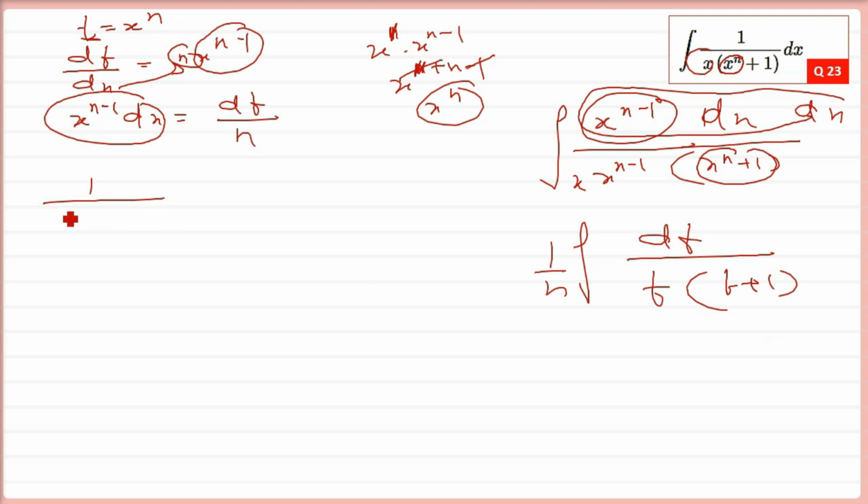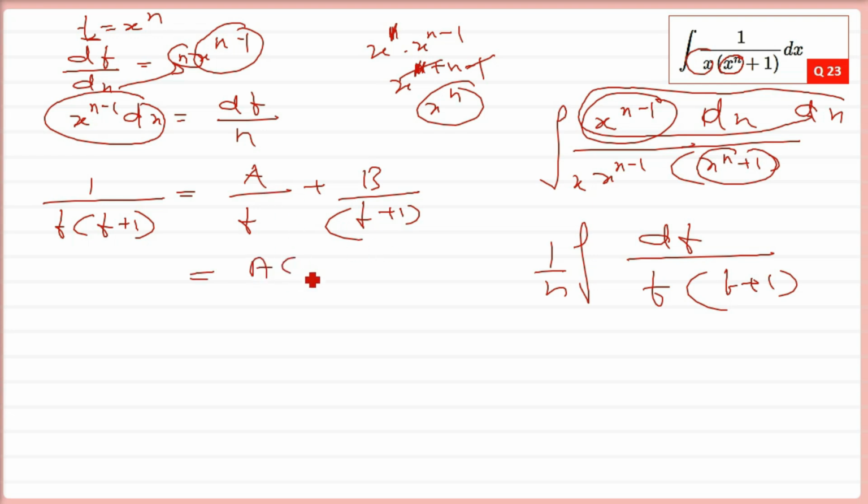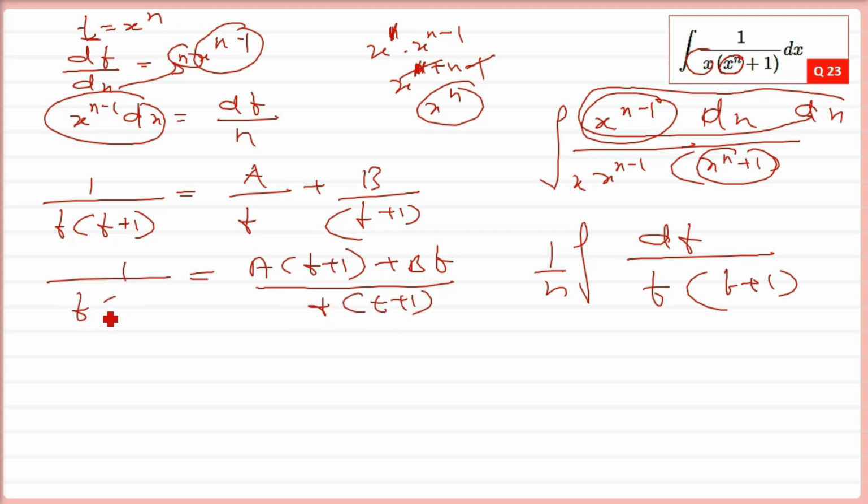We have to just take the partial fraction of 1 by t and 1 by t plus 1. I am not integrating right now. Just trying to find out the a by t plus b by t plus 1, which is the partial fraction which we are going to integrate eventually. So now cross multiply: a into t plus 1 plus b into t, divided by t into t plus 1. 1 divided by t into t plus 1 here. Now cancel this. So this is equation number 1.